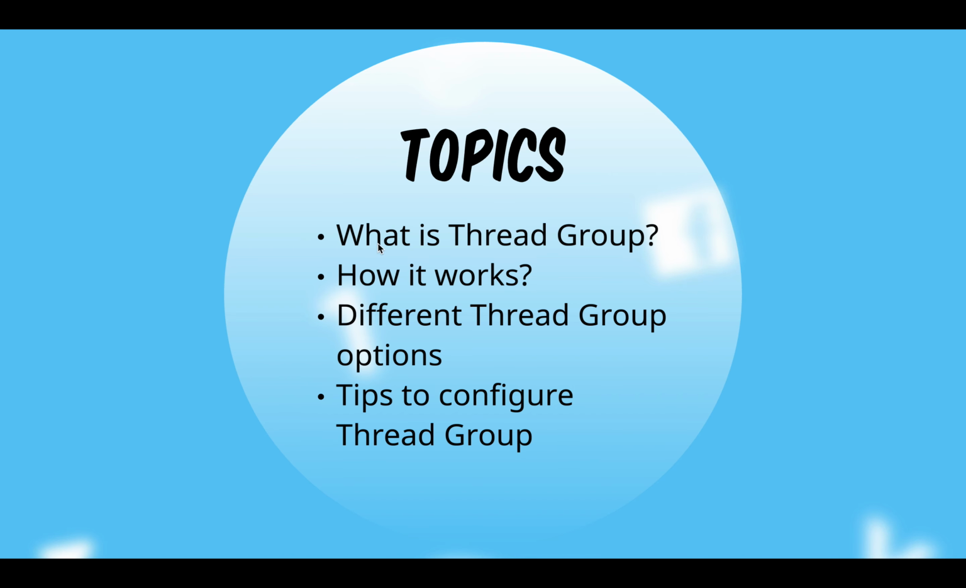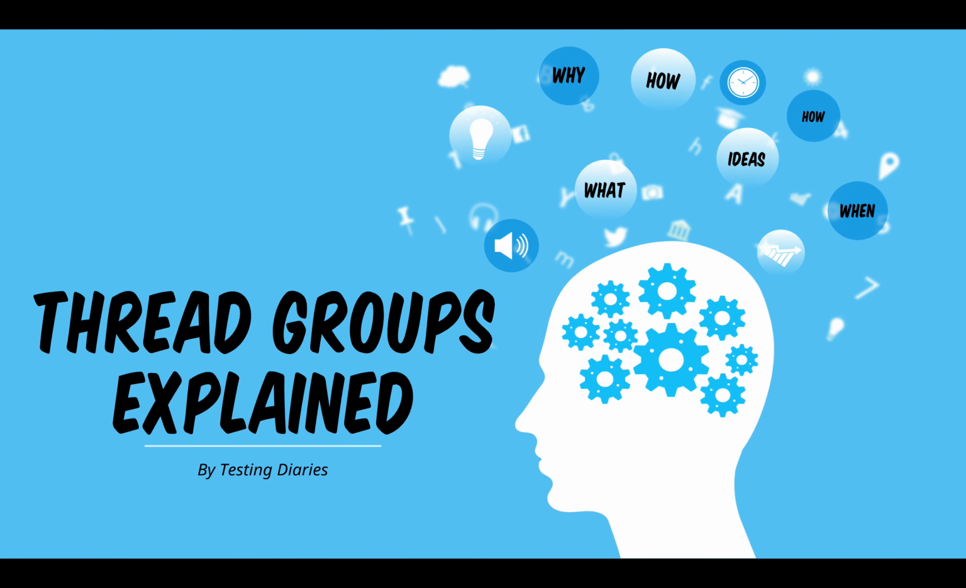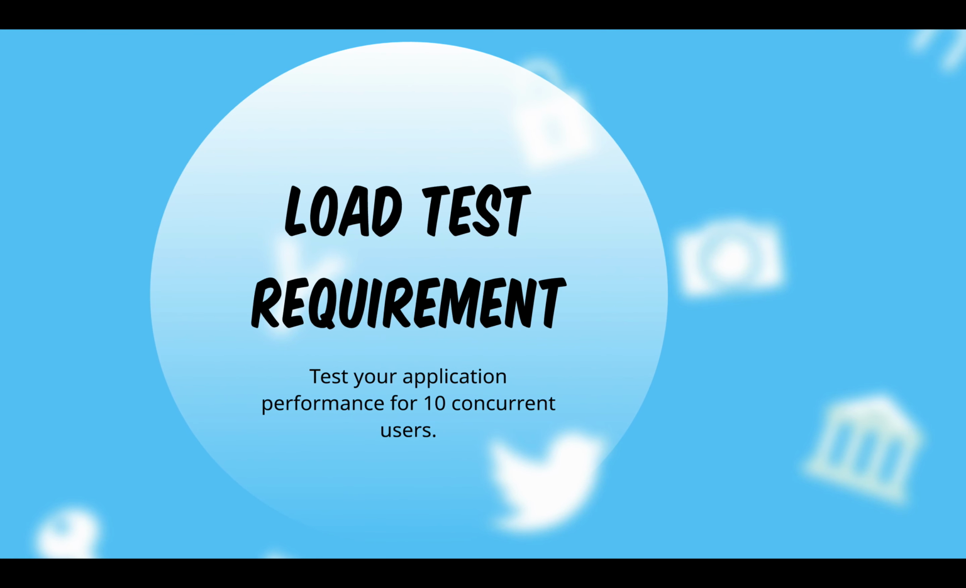But before we start understanding what is thread group, let's consider a real life scenario wherein you are given a task to test your application for 10 concurrent users. So basically your load test requirement is this: you'll have to test your application performance for 10 concurrent users. So how are you gonna do that with JMeter? The answer to that question is thread groups. We can use thread groups to create 10 concurrent users load on the application.